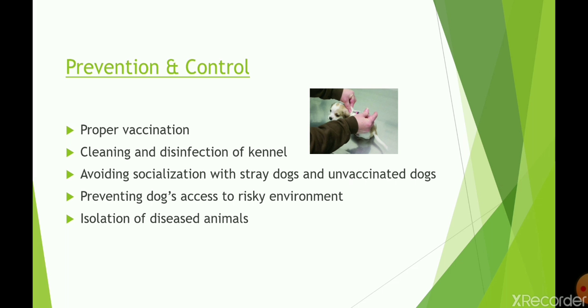Then prevention and control. The best method to prevent it is proper vaccination. You should get proper vaccination for the dogs. Then we should properly keep clean and disinfect the kennel. Then we should avoid socialization with stray dogs and unvaccinated dogs, etc. Then there will be many risky environments where there will be contamination of secretions, excretions, respiratory aerosols, etc. from the unhealthy dogs. So better avoid such environments. Then last but not the least, we should isolate the diseased animals if any.